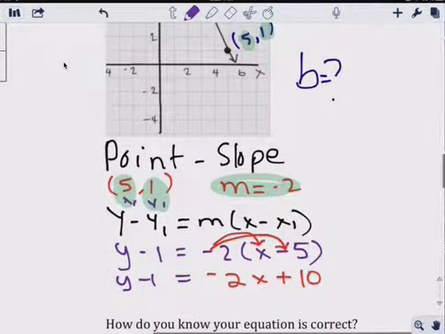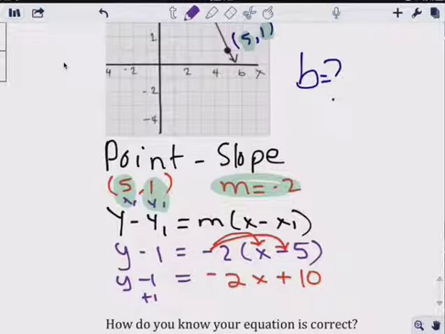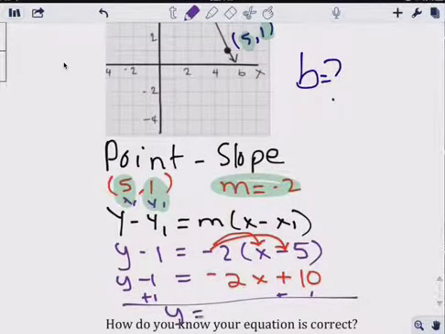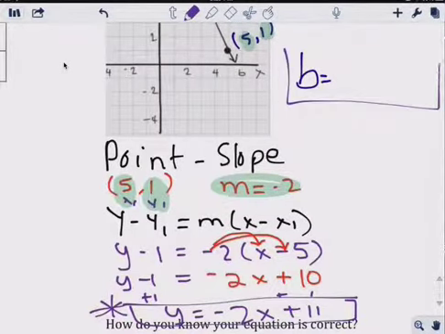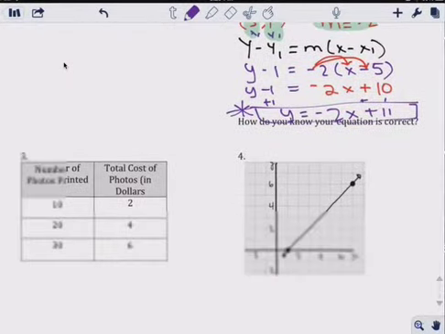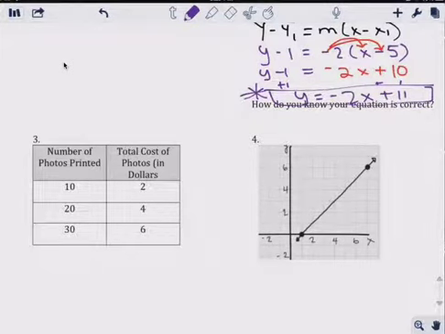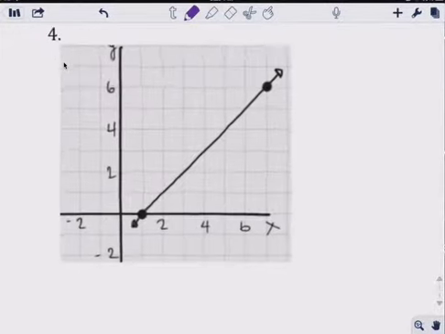Okay, so you add 1, that gives you y equals negative 2x plus 11. So the y-intercept, this is slope-intercept form, the y-intercept b right here, we want to know what b is: 11. The y-intercept is at 11. Okay? Now, I'm going to do four first before I do three.